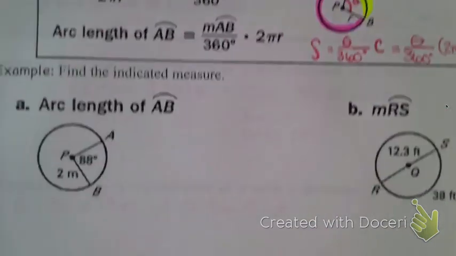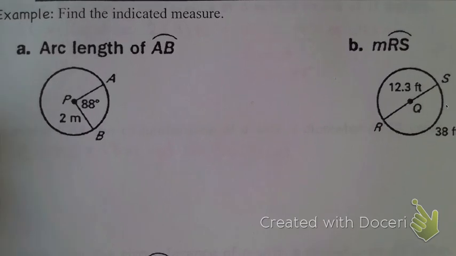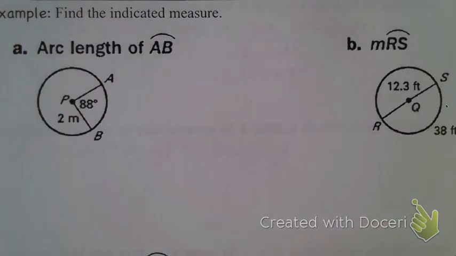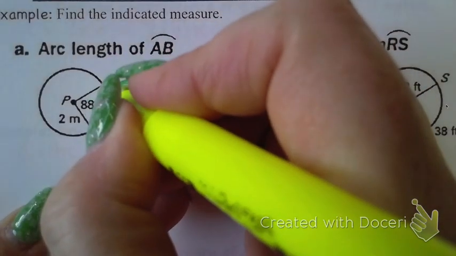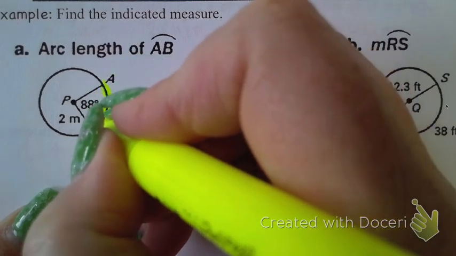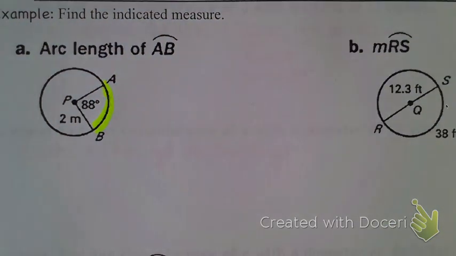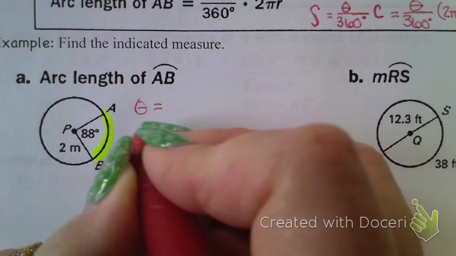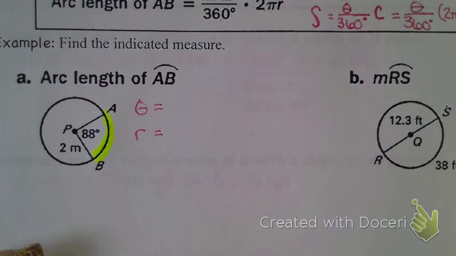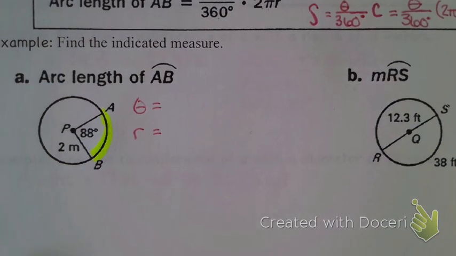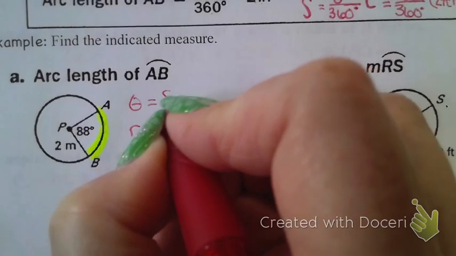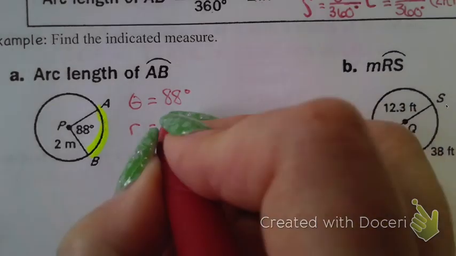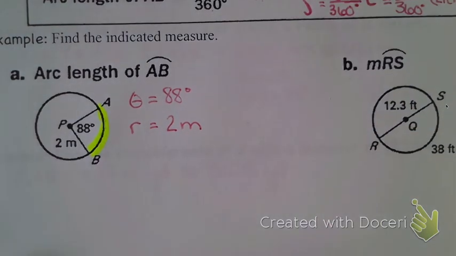Okay. So we're going to go through. It says find the indicated measure. So I want the arc length of AB. So I want this right here, from here to here. So I need to know theta. And I need to know r, don't I? Okay, so what is theta? 88 degrees. What is r? 2 meters. So now I just plug it into my formula, don't I?